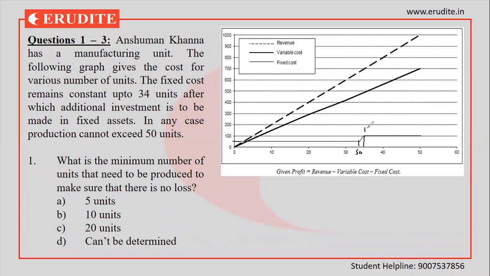After that, at 35 units, it jumps up to 100. The fixed cost from 0 to 34 is 50 rupees. From 35 to 50, it is 100 rupees. Why up to 50? Because they are not exceeding 50 units.